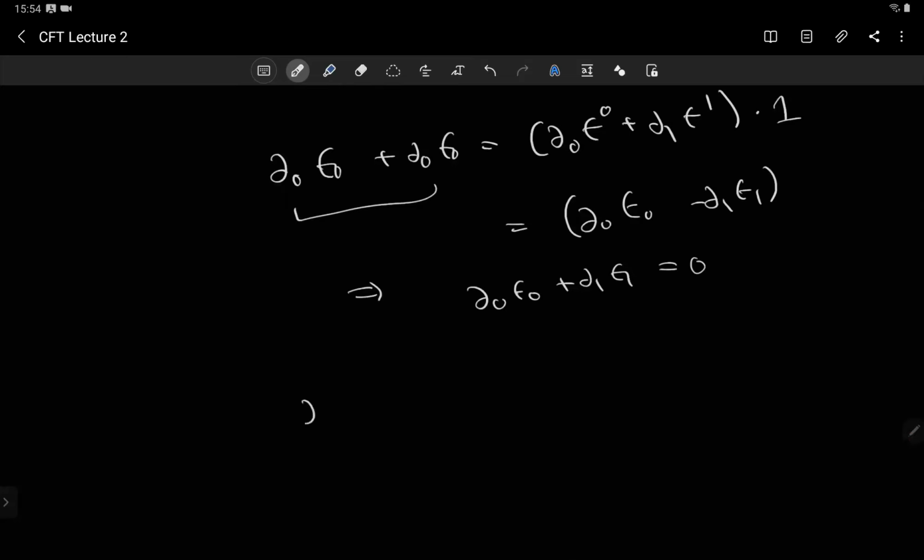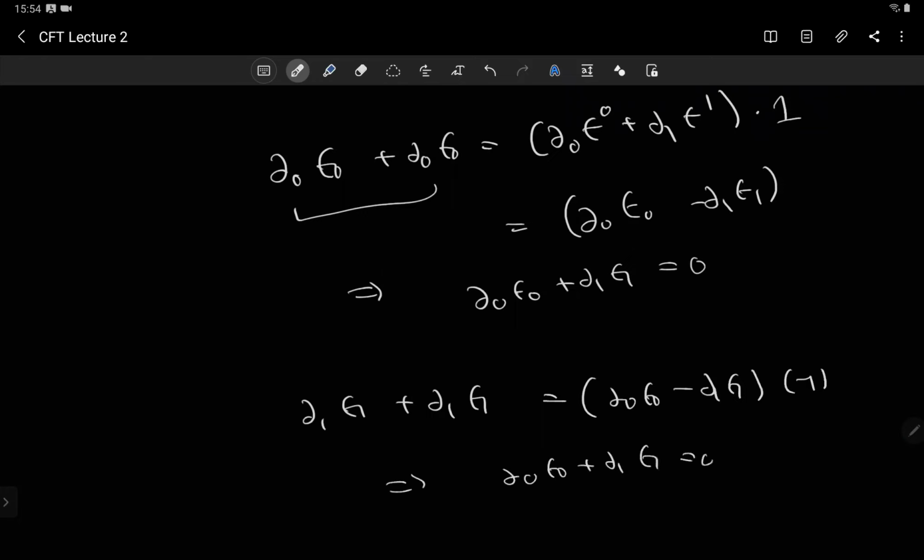And if you do it with 1,1, you get the same equation, but now there's a minus 1 here. If you do it, you will again get the same equation, that del 0 epsilon 0 plus del 1 epsilon 1 is 0. So both are the same equation, so this is one equation you get.